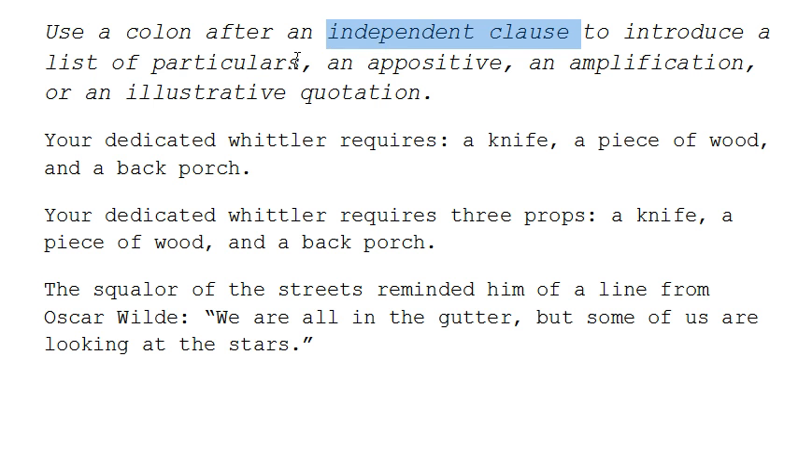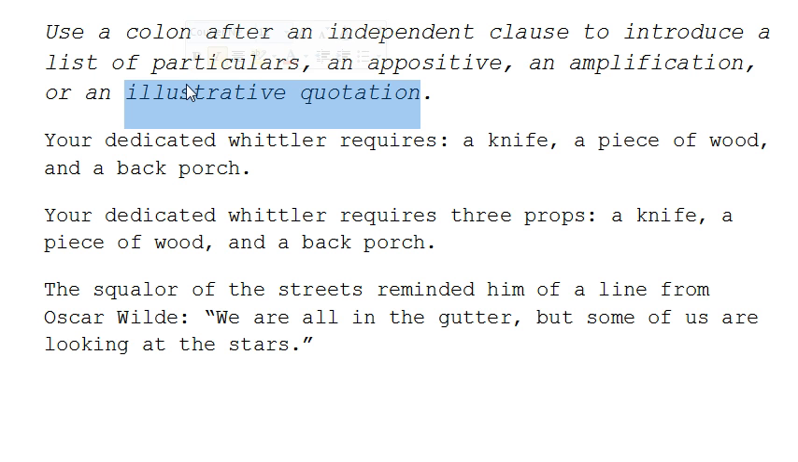You can use a list of particulars, which might be a list of ingredients for a cooking dish, an appositive, which might be an explanation of a general idea, an amplification, which extends an idea, or an illustrative quotation, which communicates more cleverly the general idea proposed in the independent clause.